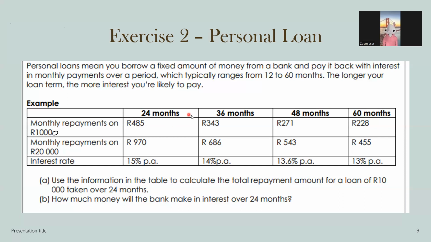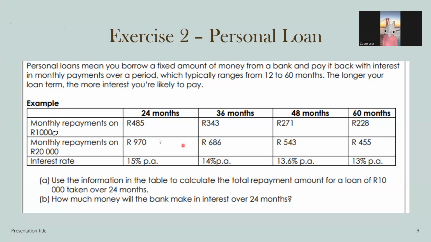What do you notice about the monthly repayments as the number of months increases? What do you notice about the amount? It decreases. Exactly. So the lower the number of months, the higher the monthly repayment, and the higher the number of months you have to pay the loan, the lower the monthly payments, right?